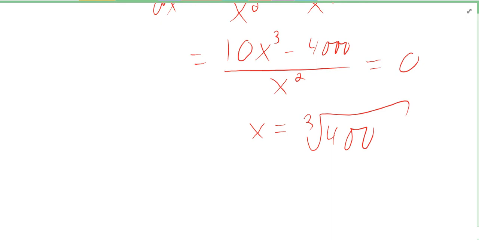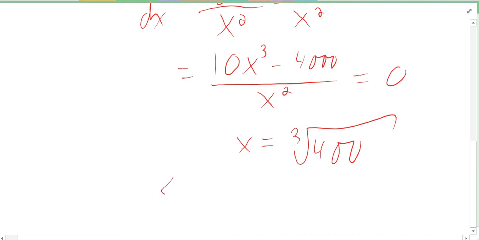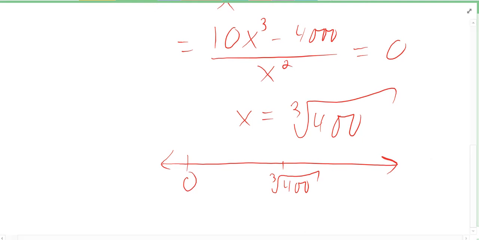So to verify that this is a minimum for cost here, we need to make our number line here, where we're going to put our critical numbers on here, the cube root of 400. And we know that the smallest x can be is 0. And we know that if we plug in really tiny values close to 0 on this interval, the derivative, which is right here, is going to be a negative number divided by a positive, which is negative. And if we plug in really big numbers greater than the cube root of 400, we're going to get positive numbers divided by positive numbers in the derivative, and that's going to give us positive.